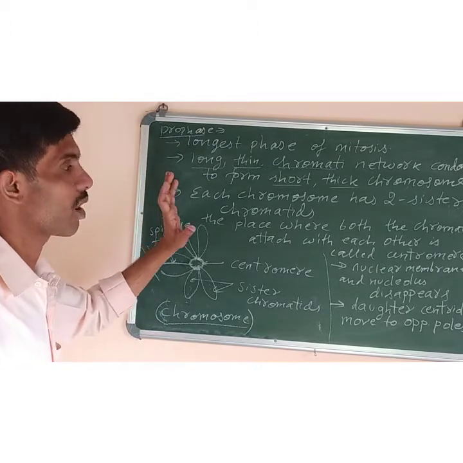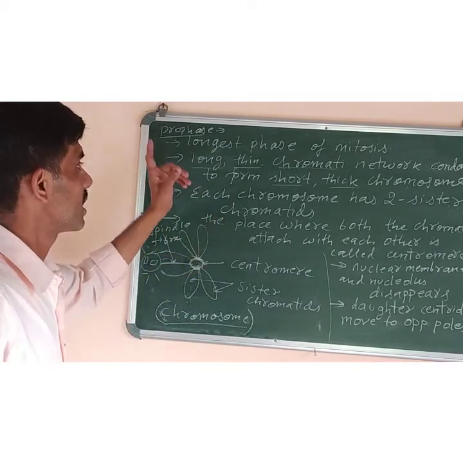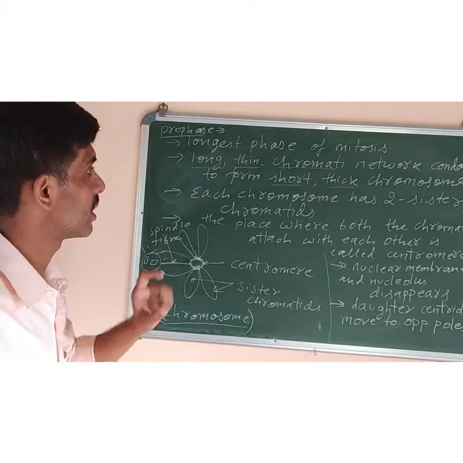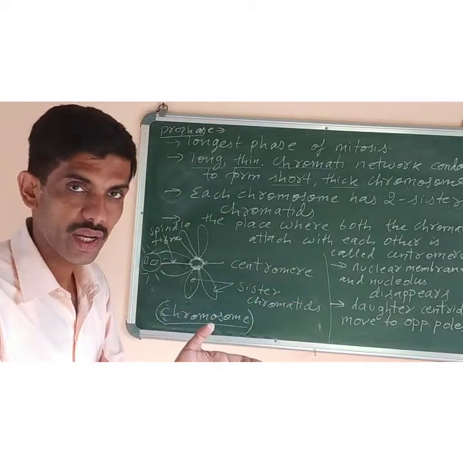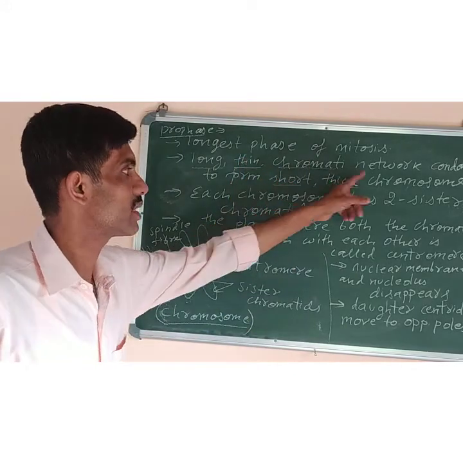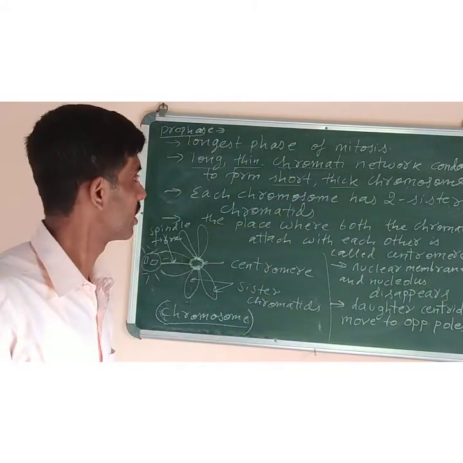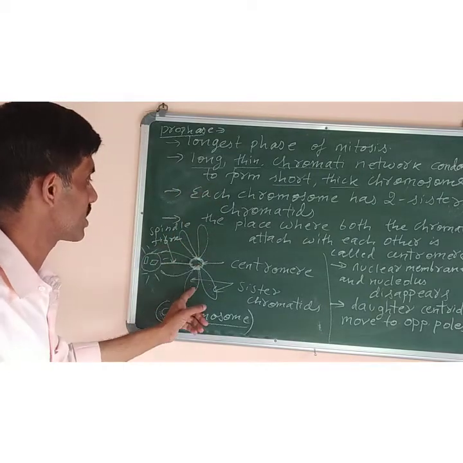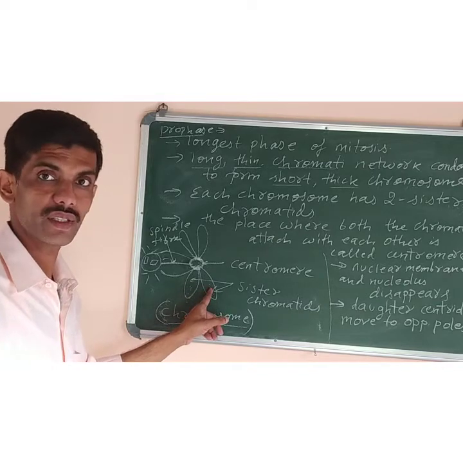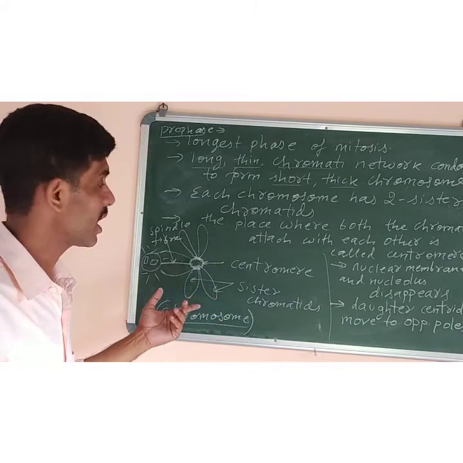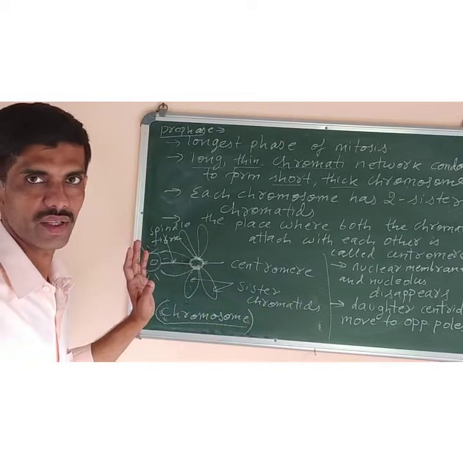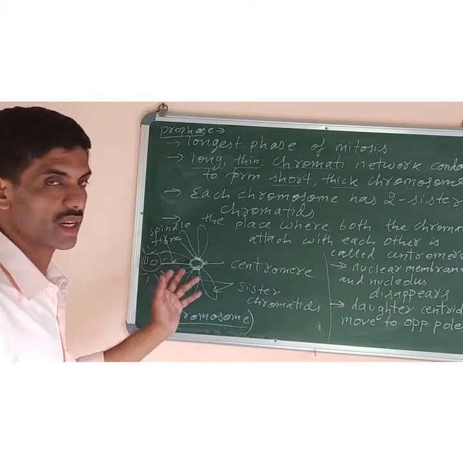During this phase of mitosis, the long thin chromatin network which is present inside the nucleus will condense, meaning come together and become short thick chromosomes. The chromatin network changes into chromosomes by condensation. Each chromosome consists of two chromatids. Both the chromatids are called sister chromatids. What is a non-sister chromatid? If I take another chromosome, then they will become non-sister chromatids. I will explain later about sister and non-sister.